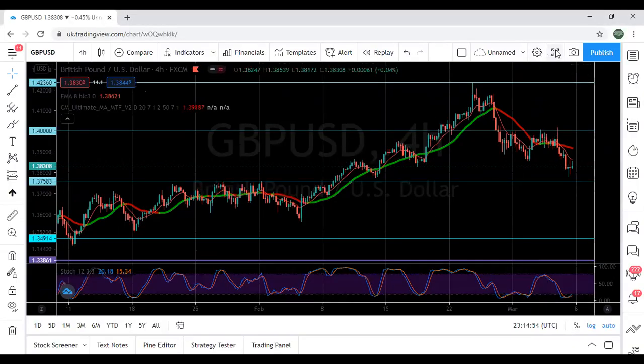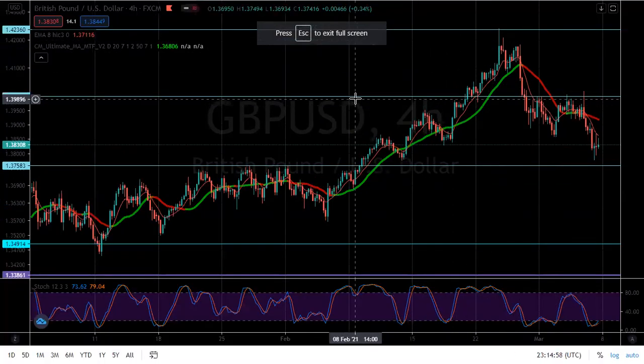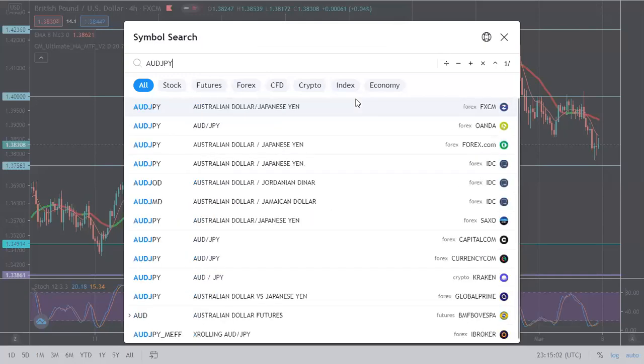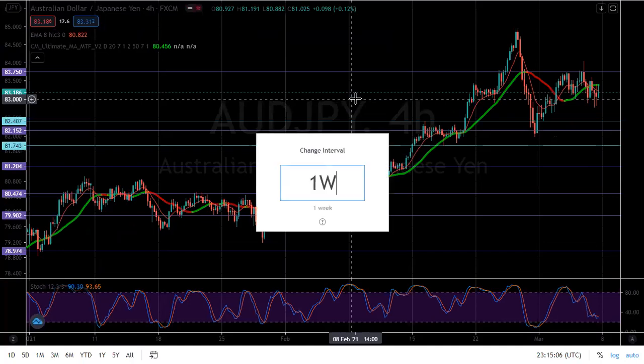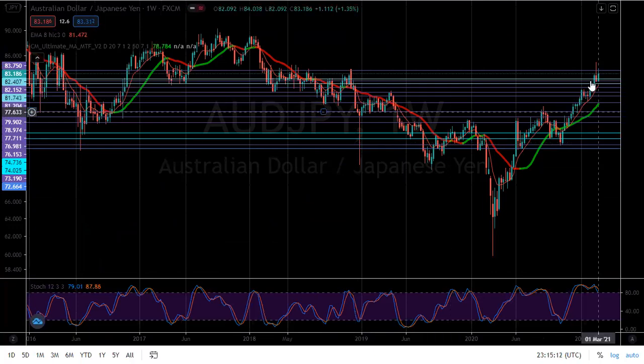Now, the next I'll be looking at is the Aussie Yen pair. Aussie Yen, let's look at the weekly time frame quickly. Now, for the Aussie Yen pair, I was expecting a weak price to fill up the week. We didn't get that quite to the upside, but price got to as high as the 83.75 area.